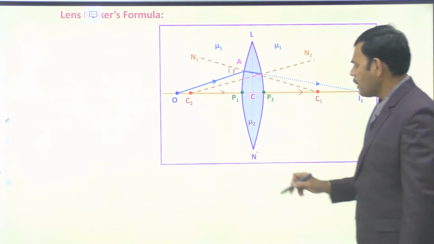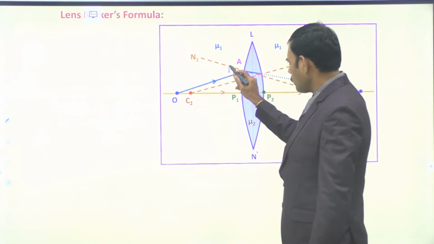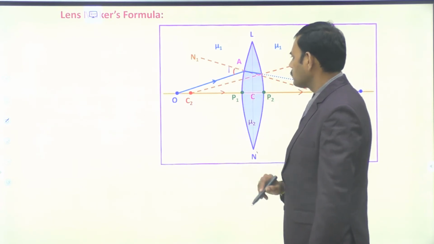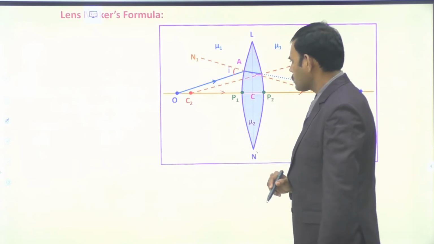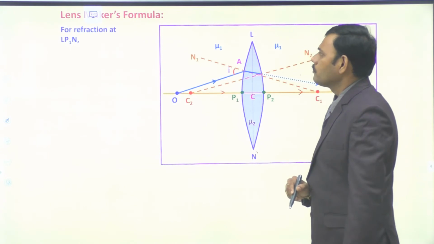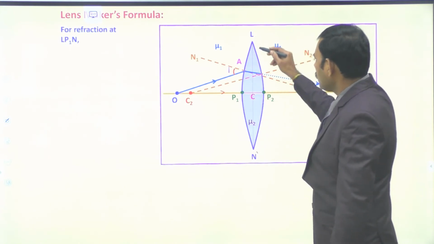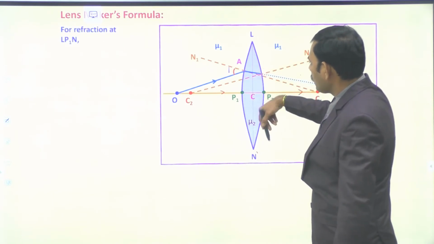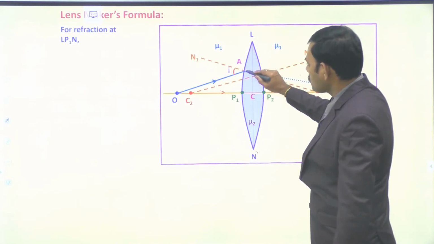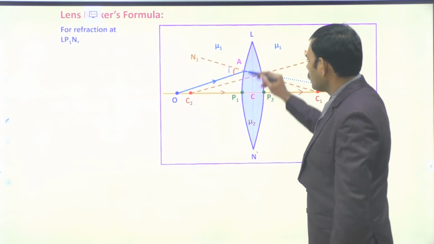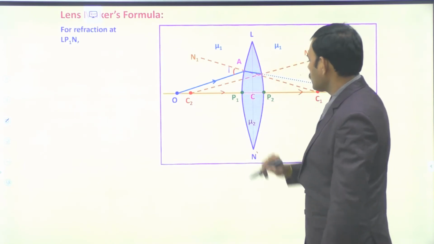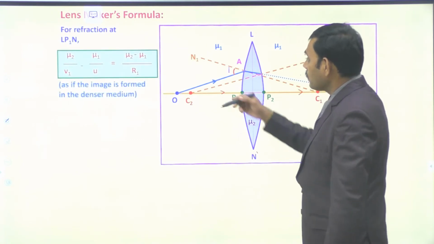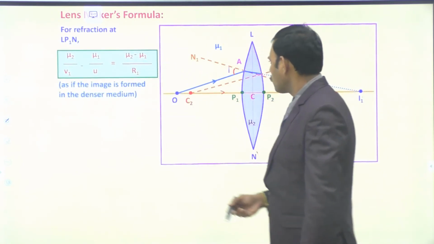The angle made by the incident ray with the normal is the angle of incidence at the first refracting surface. I is the angle of incidence at the first refracting surface. Then for refraction at A, LP1N is the first refracting surface, and the incident light ray is at A. Then for the first refraction through this LP1N surface, apply Snell's law, apply the refraction through curved surface equation.